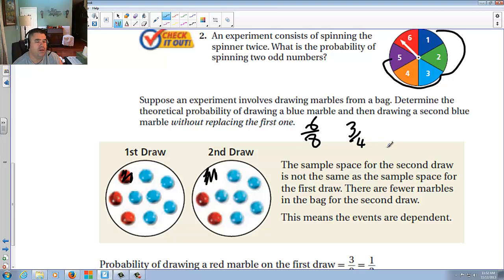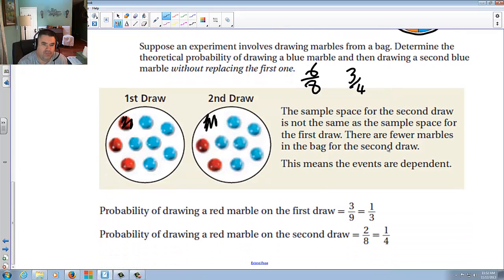Why did it go up? Because you removed one of the unlikely or one of the negative possibilities. You had 3 chances not to get a blue marble, and you took one away. So now there's only 2 chances not to get a blue marble, and 6 are still going to be a blue marble. And that's what you've got to do. So the probability of drawing a red marble in the first draw based on this versus the second one. And there you go.